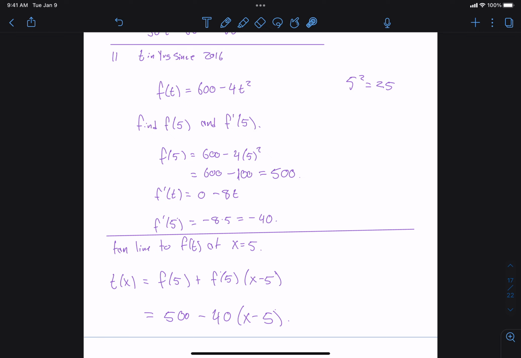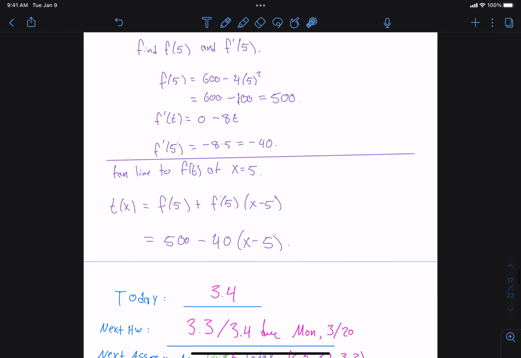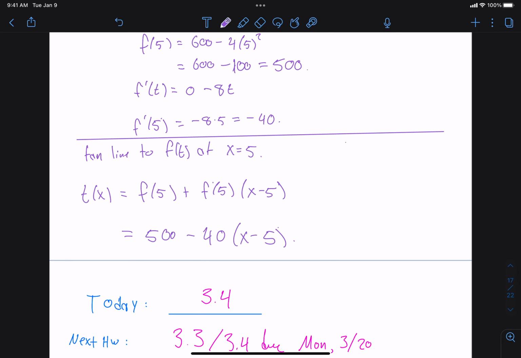That's what a line is. So we could use this to approximate f of 6. You would plug in 6 here, and that would be a good approximation of f of 6. Why would we not distribute? You can distribute if you want, but this is the formula. It's up to you. You could also write it in point slope form: y minus 500 equals negative 40 times x minus 5. That's also fine. Or if you want to multiply it all out, by all means.